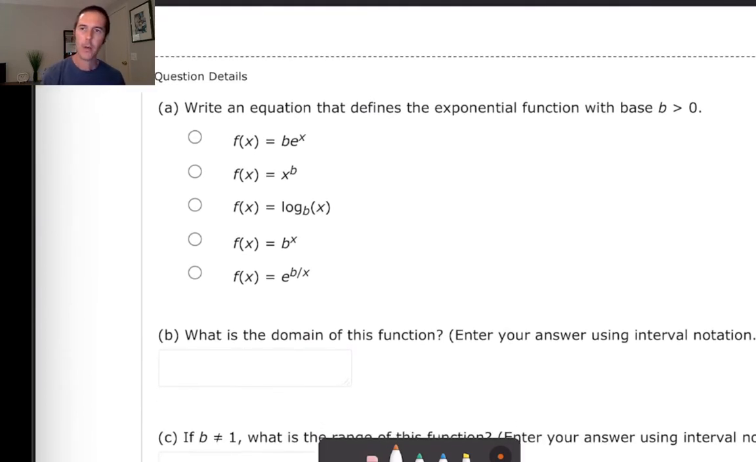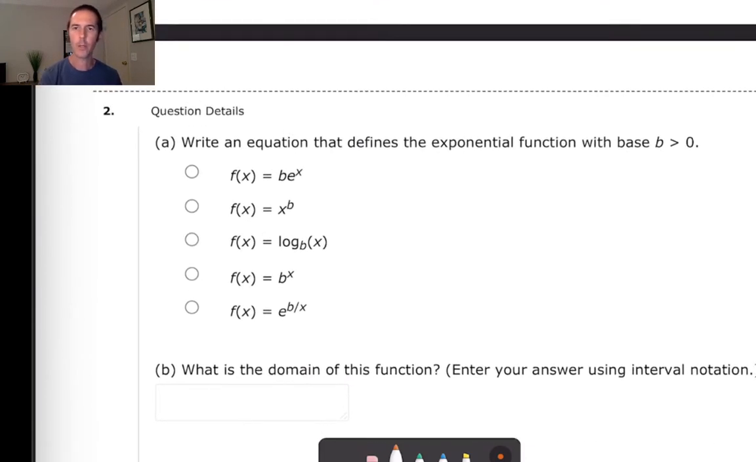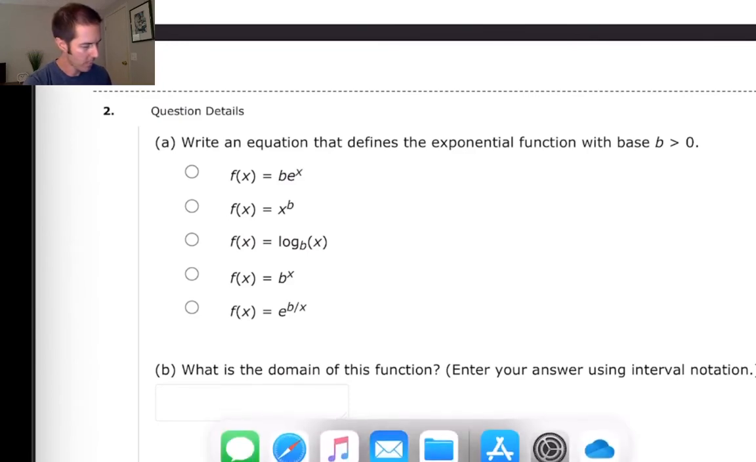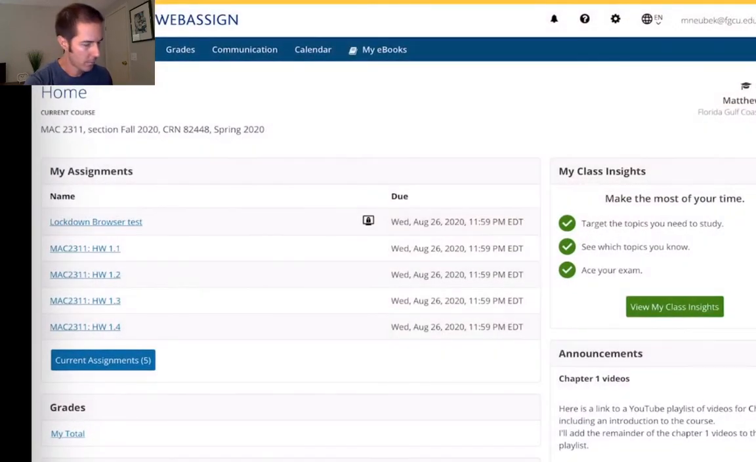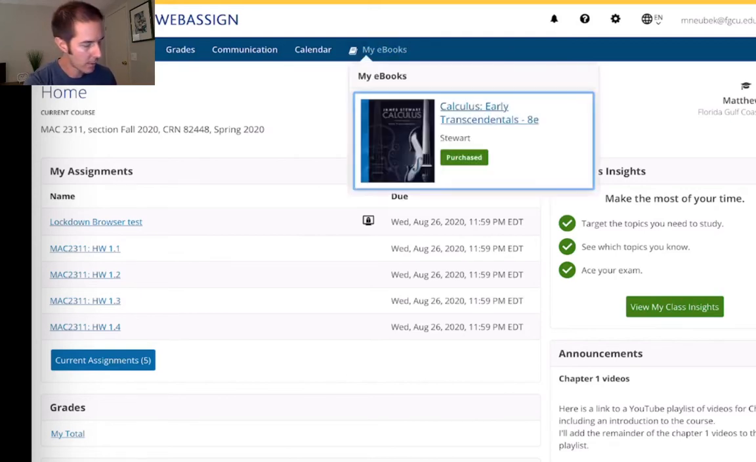Now, in problem number 2, we're asked to write an equation that defines the exponential function with base b greater than 0. Define the exponential function. Now, this is where I'd like to toggle over to the ebook, and we'll see if technology cooperates here. And pretty good. So I've logged into WebAssign, and I'm looking at a student view, and what that allows me to do is, if I can find it, top dead center pretty much, it says my ebooks. I'm going to click into there and borrow Stewart's calculus book.